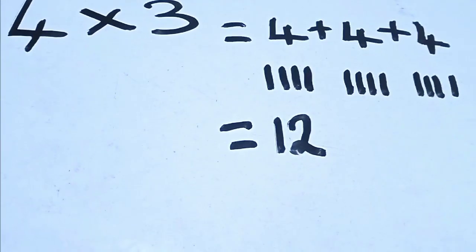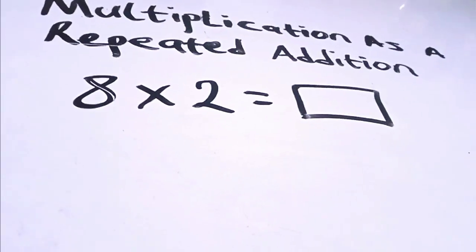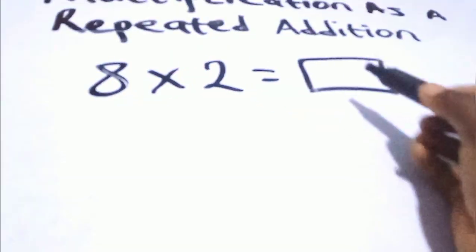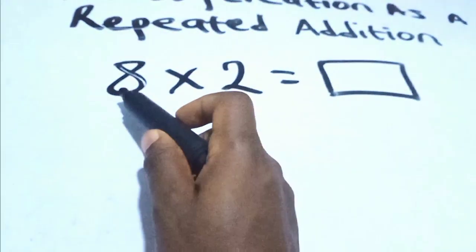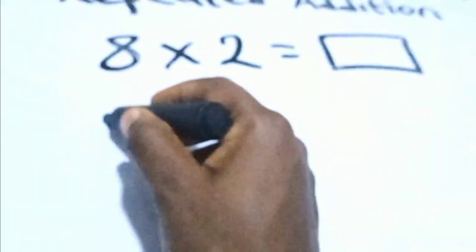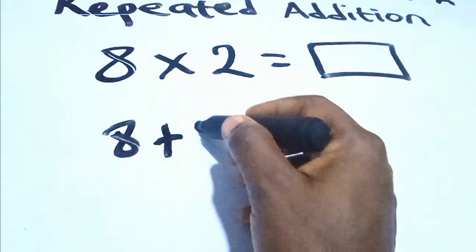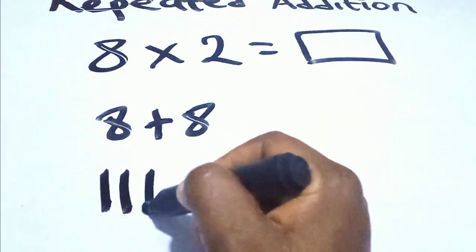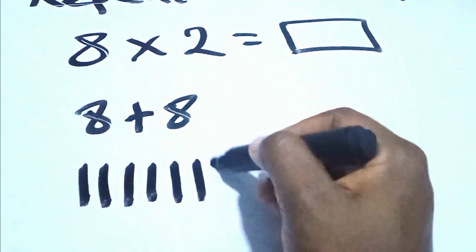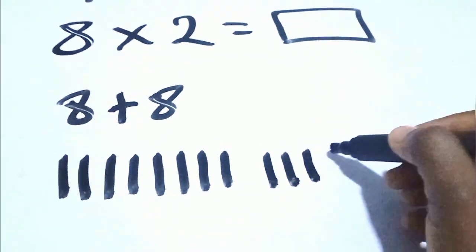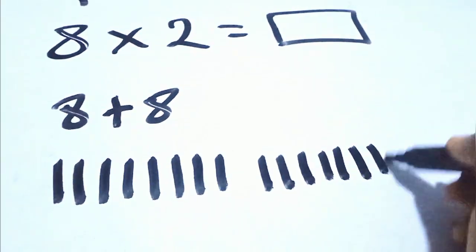Let's look at the next example. The next example, we have 8 times 2 is equal to what? 8 times 2, so what should be in this box? What we do is count 8 into 2 places. So we have 8 plus 8. So let me count out my 8. 1, 2, 3, 4, 5, 6, 7, 8. And another 8. 1, 2, 3, 4, 5, 6, 7, 8.